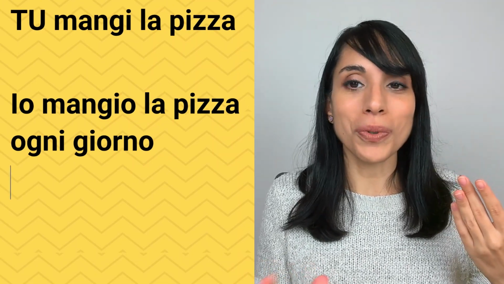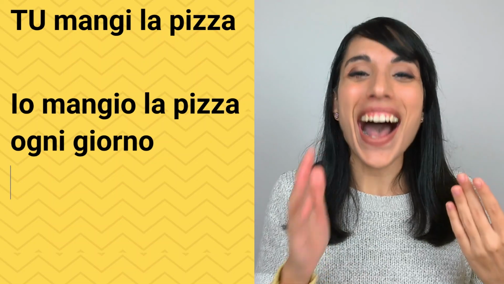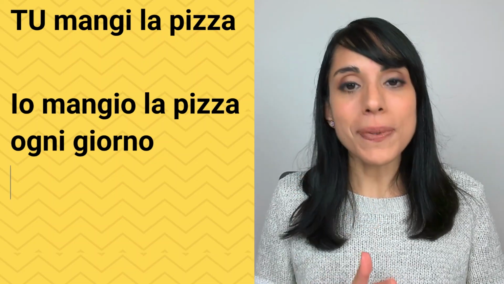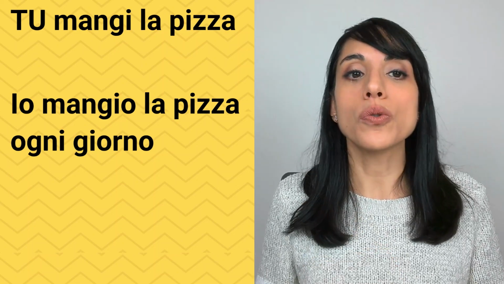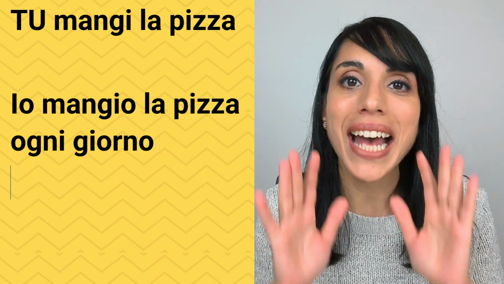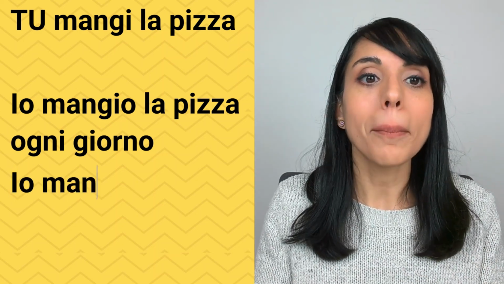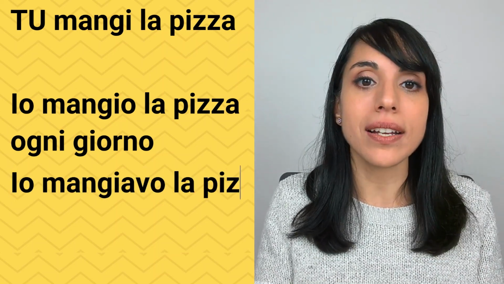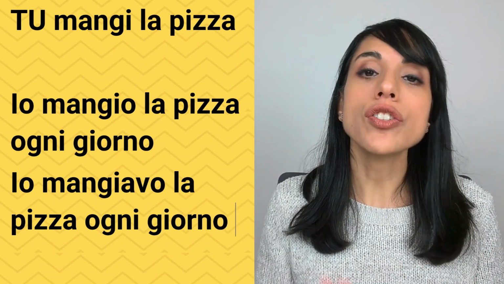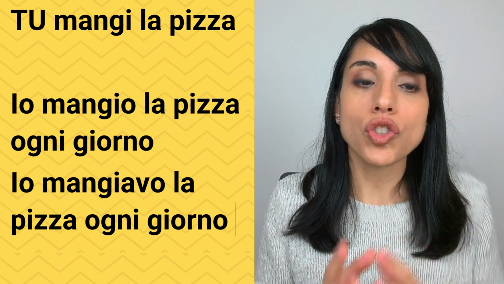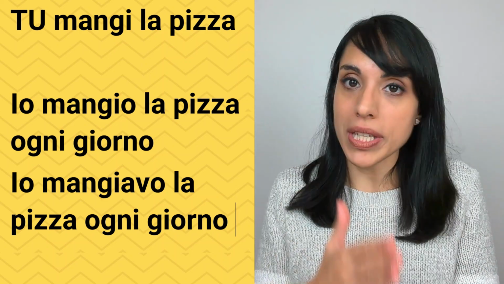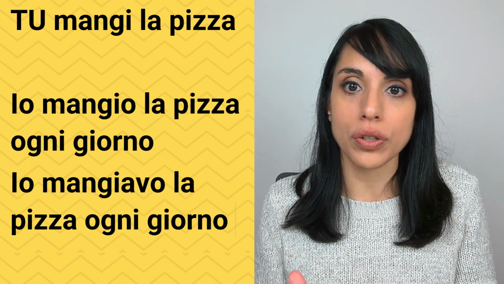What if I want to say I used to eat pizza every day? Then I stopped because it wasn't that good. So I used to eat pizza every day would be past tense. For this specific past tense, we would use a tense called imperfetto. Look what happens. Io mangiavo la pizza ogni giorno. Can you see that? I changed the ending again to match not only the subject, which is always I, but also the tense, which means the time of the action.